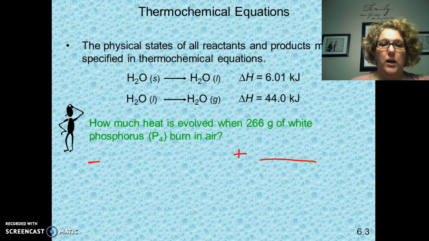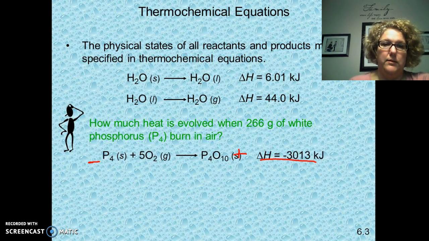Okay, so let's do a problem with this, a stoich problem with this. How much heat is evolved when 266 grams of white phosphorus burns in air? Okay, here's our balanced equation. For every 1 mole of P4, we need 5 moles of oxygen, and we'll produce 1 mole of P4O10. That's not supposed to be X'd out. That's supposed to be a plus sign. Pretend this delta H is just part of the chemical equation. There's a 1 to 5 to 1 to 3,000 kilojoule ratio here.